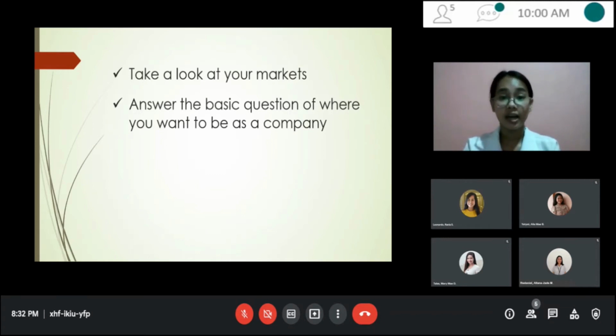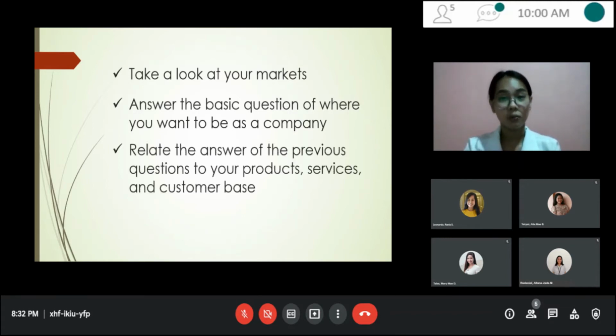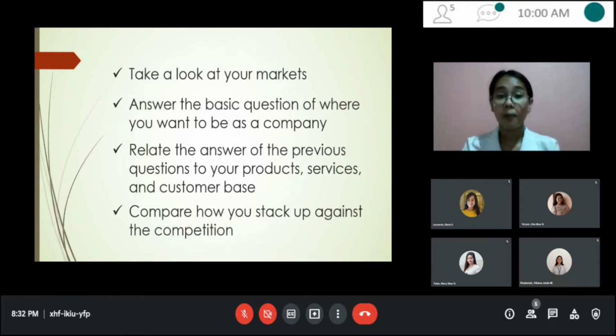Next, relate the answer of the previous question to your product, services, and customer base. Here, relating your answer as where you want to be as a company will determine what impact the answers you develop will have, as it is aligned on your strategies and strategic goals and measures for your products, services, and customer base.